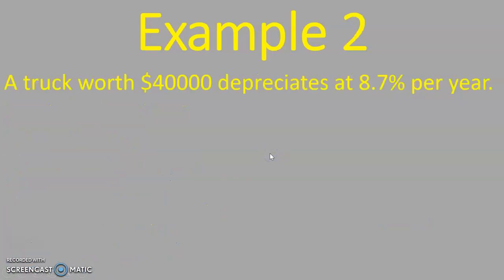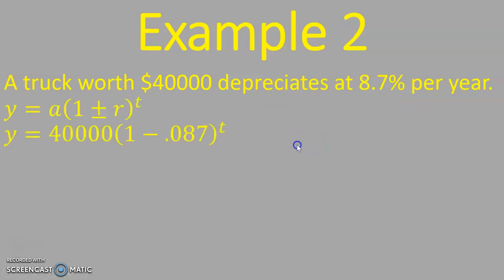The second example, a truck is worth $40,000 and depreciates. That means it goes down in value at 8.7% per year. So there's our model. And again, we're going to put 40,000, our initial amount. This time we're depreciating or losing value. Remember to move your decimal 2 positions to the left. And that makes a decay model, not a growth model. You can tell that because the number here is less than 1.